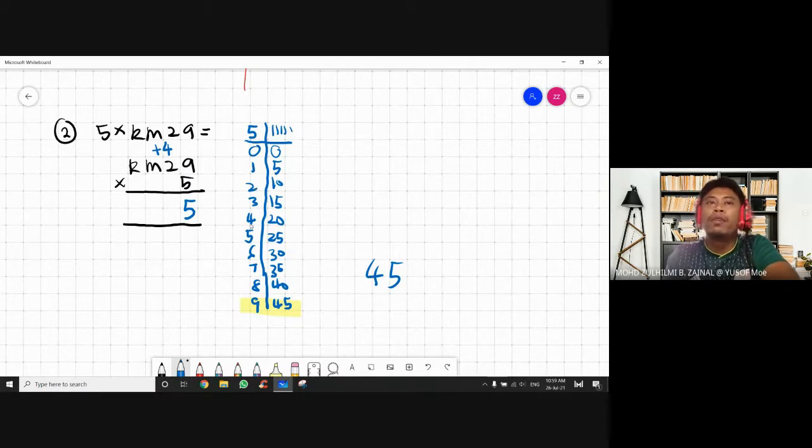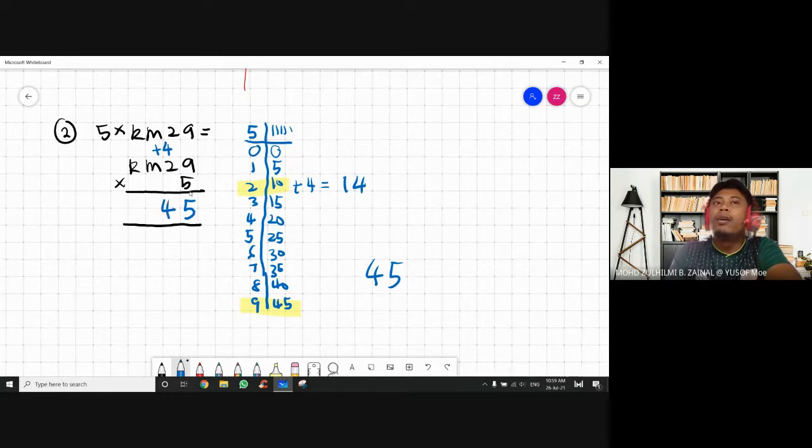2 times 5, you can see here. 2 times 5 here. The answer should be 10. However, remember you still have plus 4. That's why you have to do this. So 10 plus 4 equals 14. So the 14, you bring here.